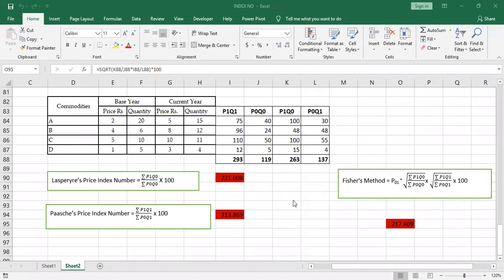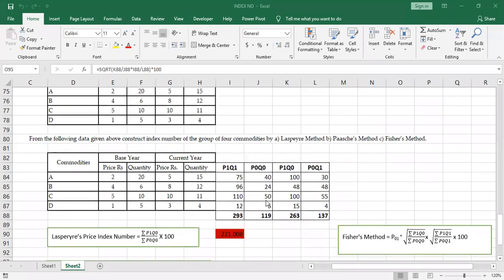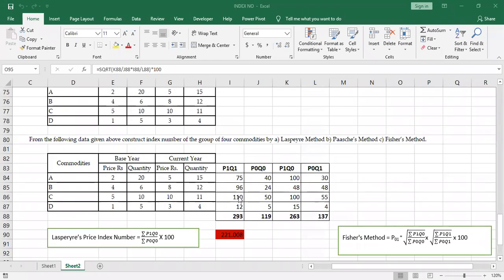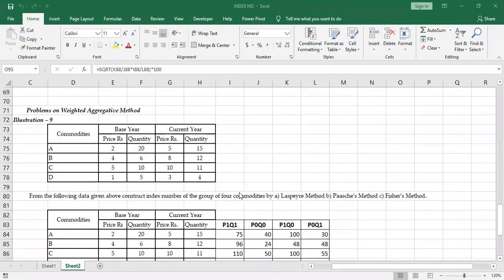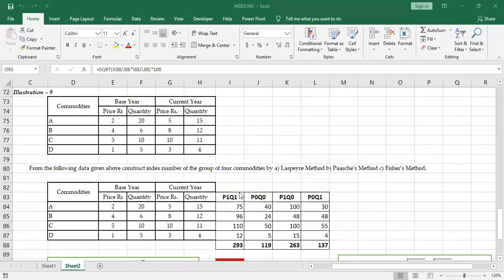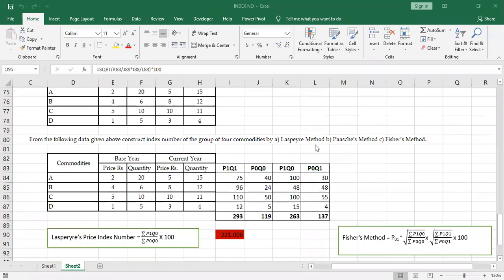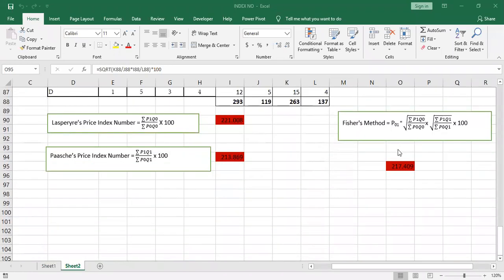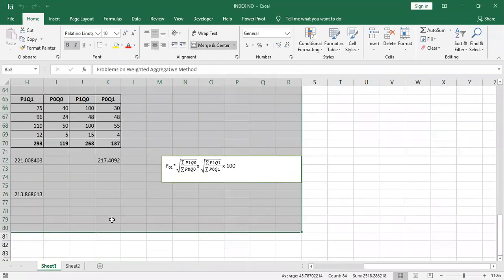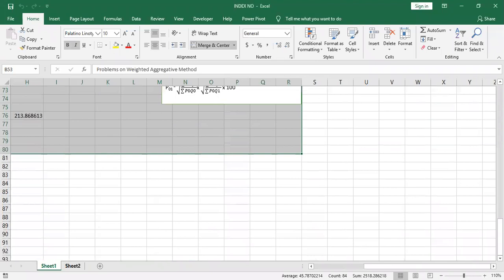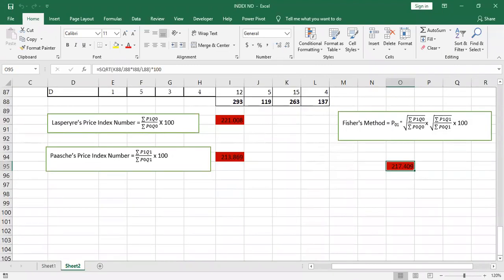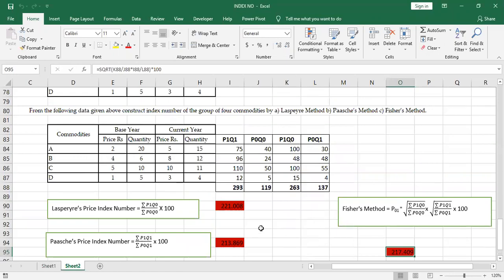Fine. So in the previous session, we have seen and discussed the problems on the weighted average or aggregative method, and we have solved on three methods, that is Laspeyres, Paasche's and Fisher's method. Now we'll take up a similar problem and we will solve it. How exactly do we have to solve?